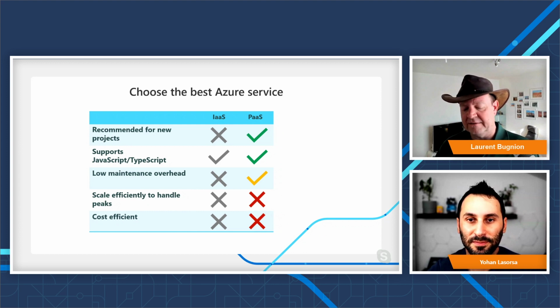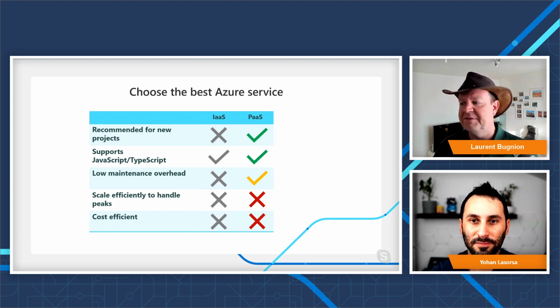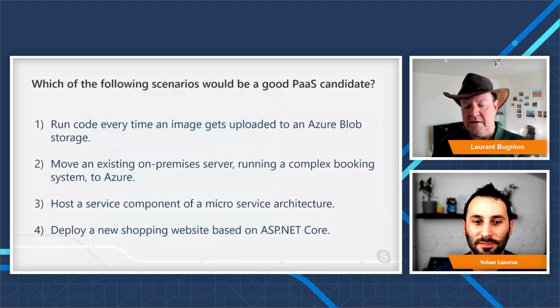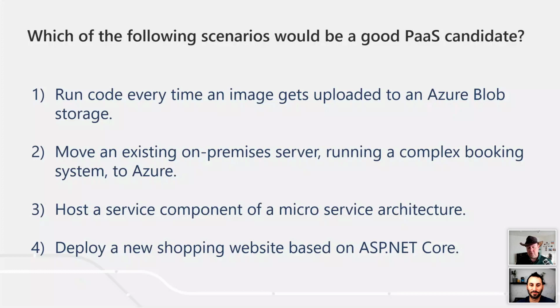Yeah, I think this is correct. So here we see that we have a picture which is better than the VM, maybe not totally optimal for what we are trying to do. And so here again, a quiz question. I'm going to go through it, bear with me, just in case some people have difficulties reading: which of the following scenarios would be a good platform as a service candidate?